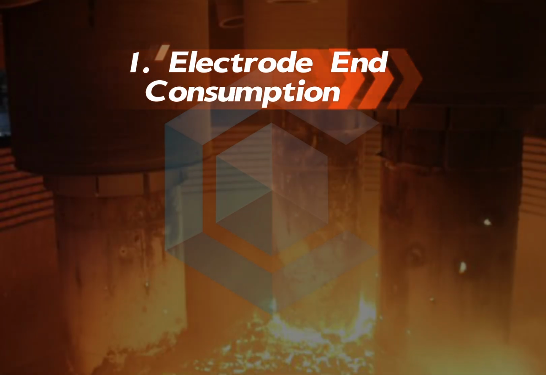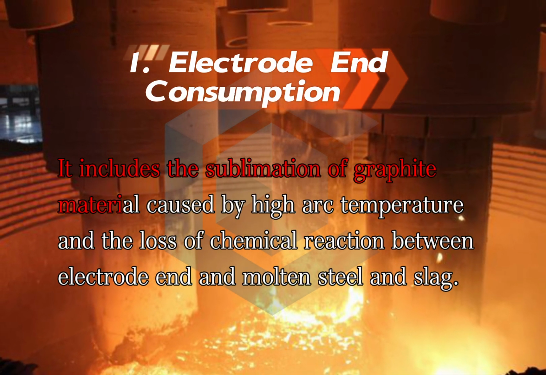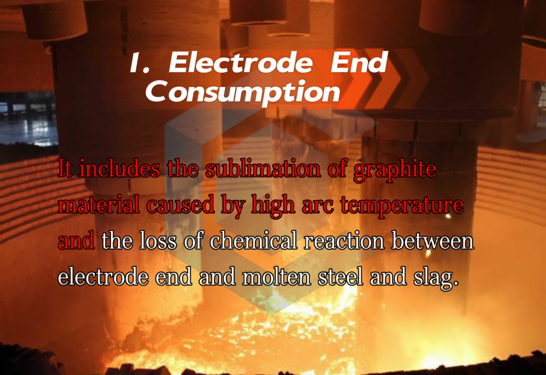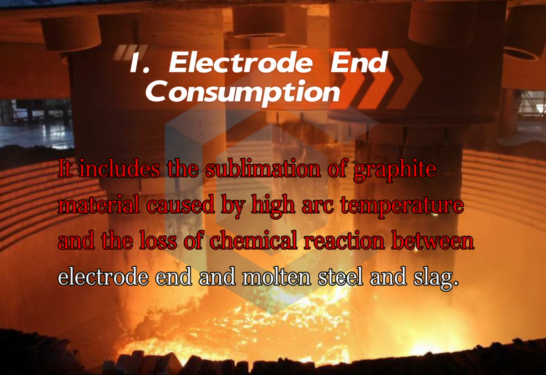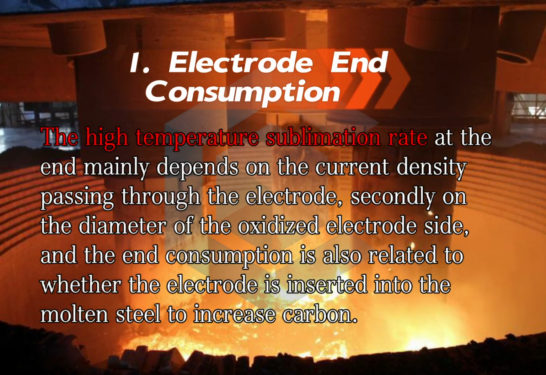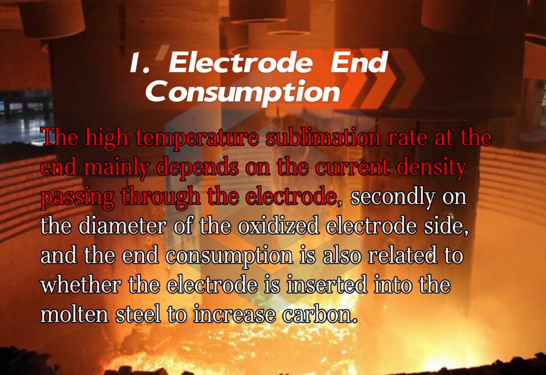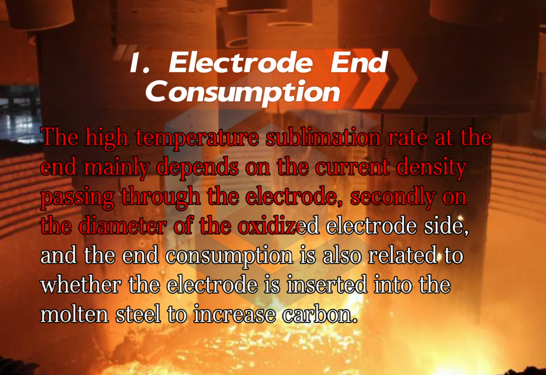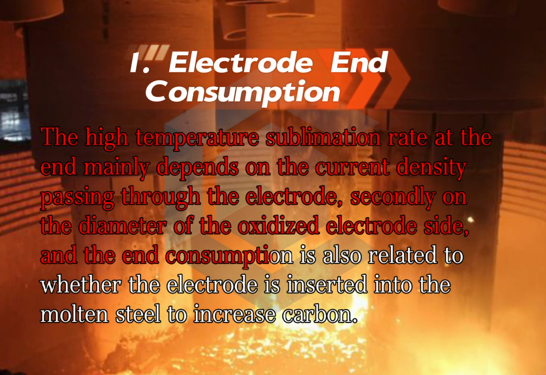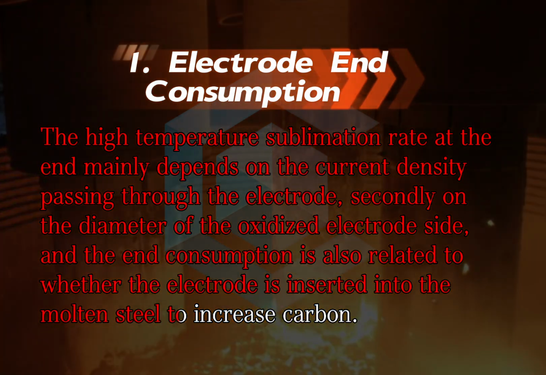1. Electrode end consumption. It includes the sublimation of graphite material caused by high arc temperature, and the loss of chemical reaction between electrode end and molten steel and slag. The high temperature sublimation rate at the end mainly depends on the current density passing through the electrode, secondly on the diameter of the oxidized electrode side, and the end consumption is also related to whether the electrode is inserted into the molten steel to increase carbon.